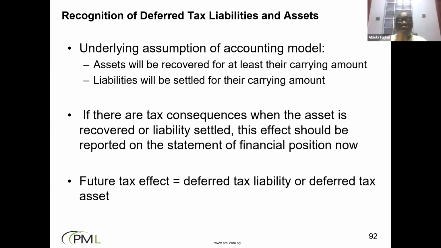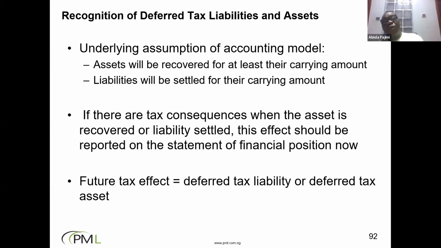Whereas for what we call permanent difference, the taxman and the accountant will never agree. A good example: if you donate to an NGO not recognized by FIRS, they will disallow it, they will not agree, and forever you will never agree.